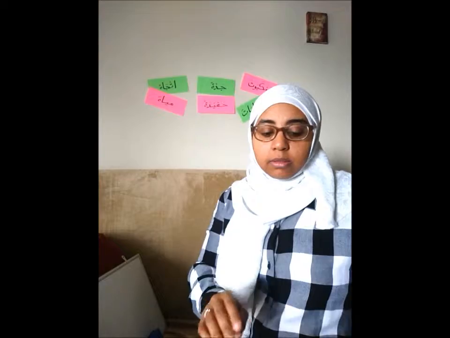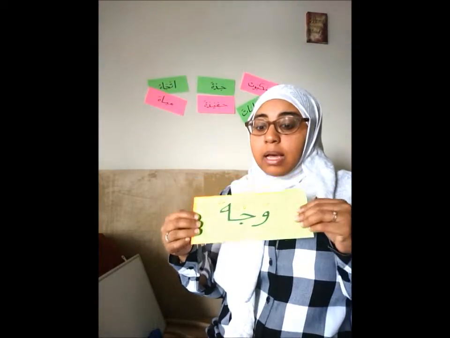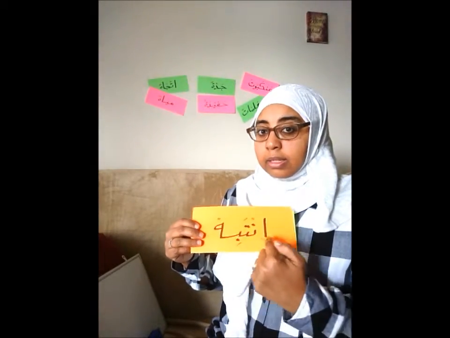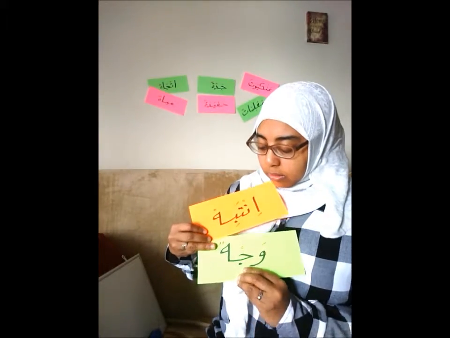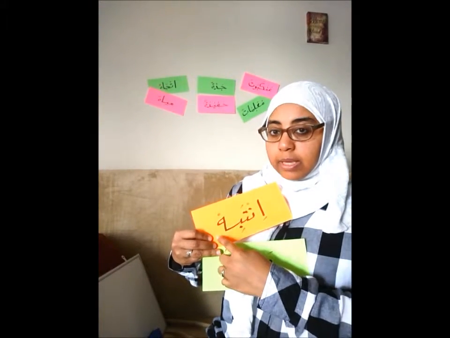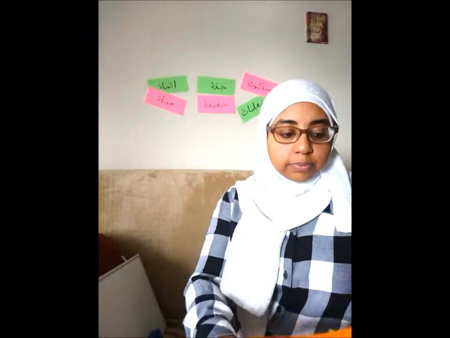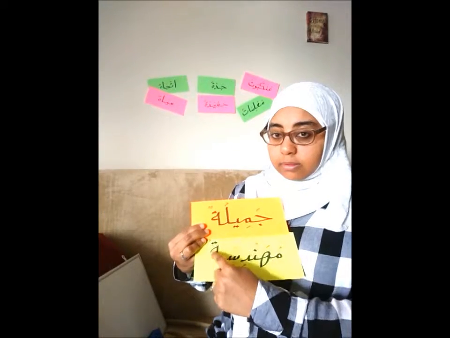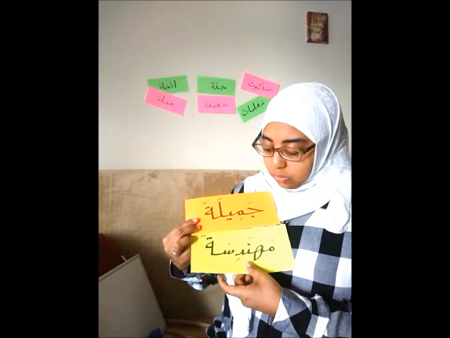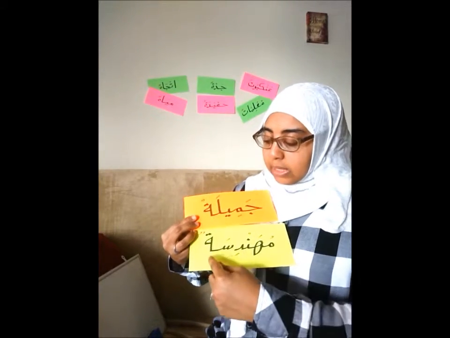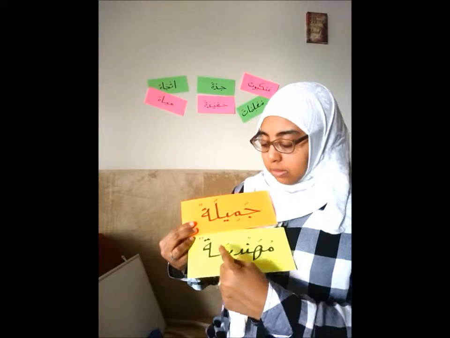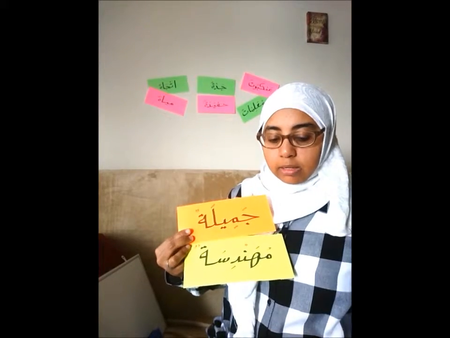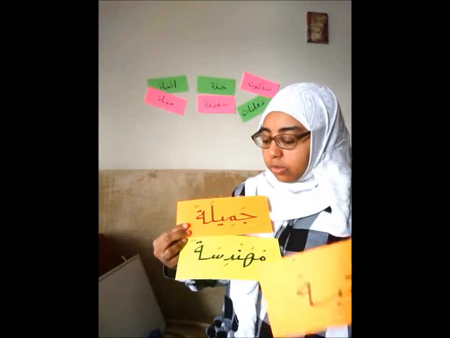As you can see from here, the ha in wajhun and intabih looks very similar to this letter at the end, but we pronounce this as muhandisatun. We pronounce this as ta, and jamilatun. There are two dots on top, and here there are no dots.